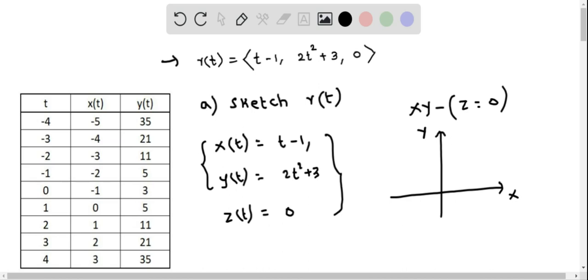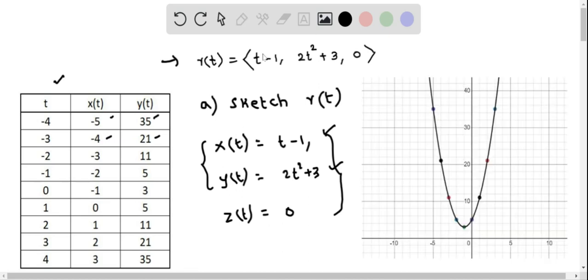So let's do that. If you look at this table here, I have already created the table where I have taken a few sample values for t and substituted each of the sample values in these two equations for x of t as well as y of t, and thereby I got this table. So these are the points that we are interested in. That is, we have the point negative 5 comma 35, and then negative 4 comma 21. Likewise, we have some sample points which we can plot on the xy plane and do the sketch.